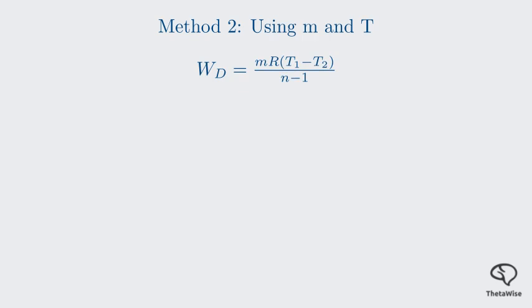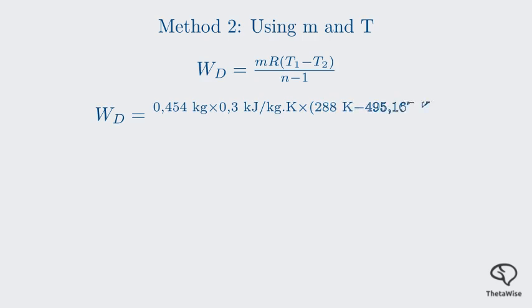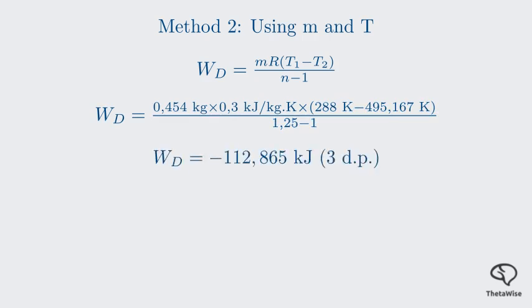Let's substitute them in. W sub D equals 0.454 times 0.3 times the quantity 288 minus 495.167, all divided by 1.25 minus 1. This gives us a result of approximately negative 112.865 kilojoules. We see a slight discrepancy between the two methods. This is due to the cumulative effect of rounding at each step, especially the values for V1 and V2.